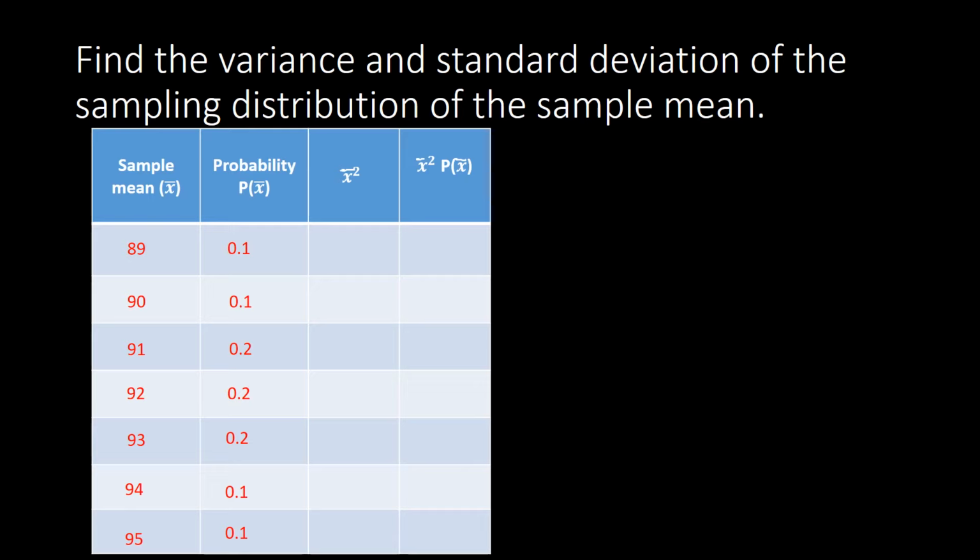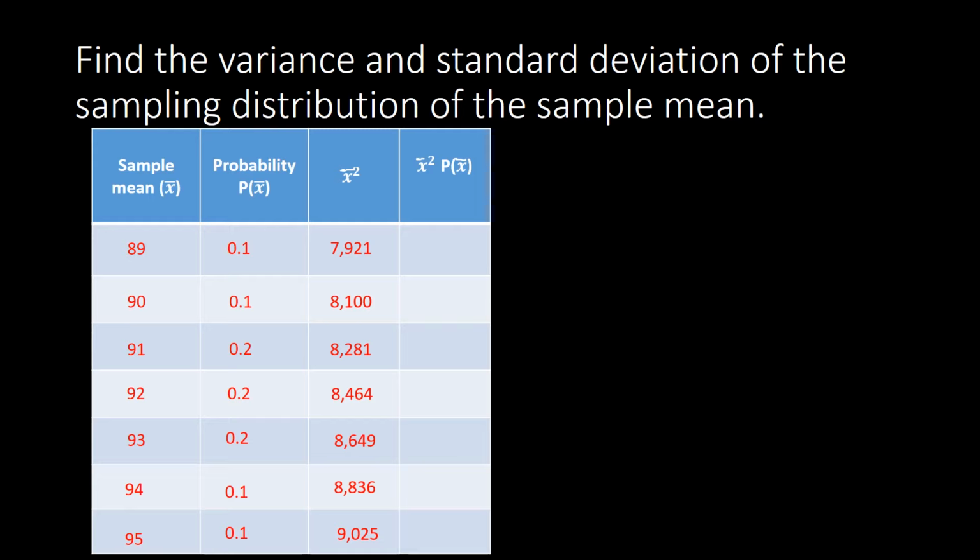As the symbol there signifies, we are squaring our sample mean. So squaring that up, we have the first one, 89 squared, that will be equal to 7,921. 90 squared, that's 8,100. 91 squared, that's 8,281. 92 squared, that's 8,464. 93 squared, that's equal to 8,649. 94 squared, that is equal to 8,836. And 95 squared, that's equal to 9,025. So that's the first column.